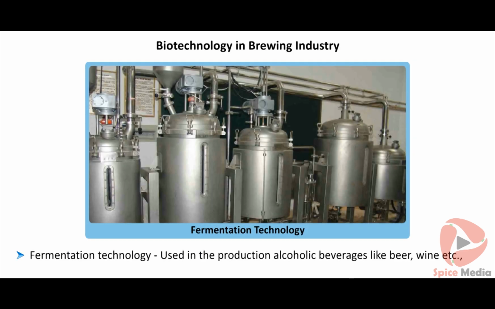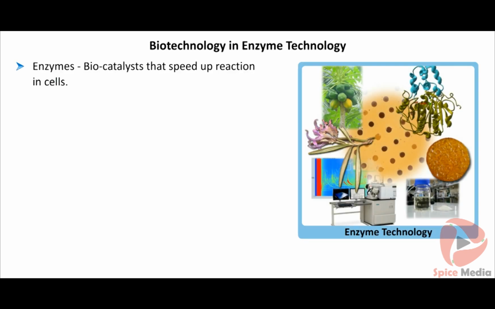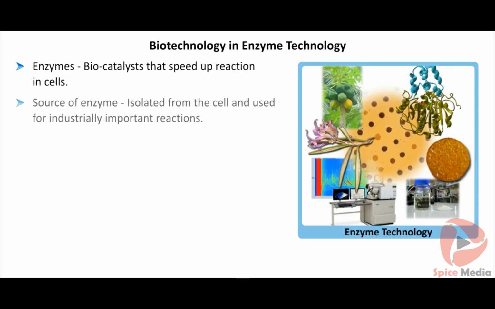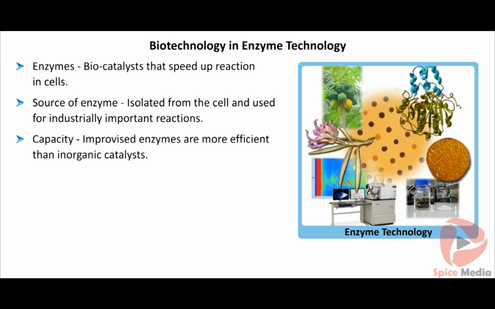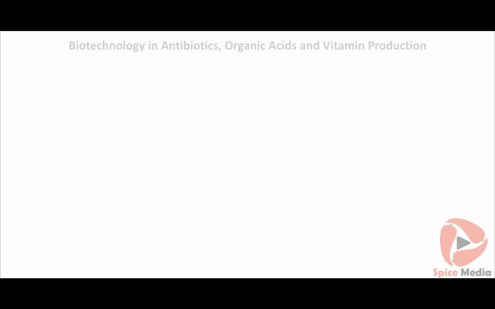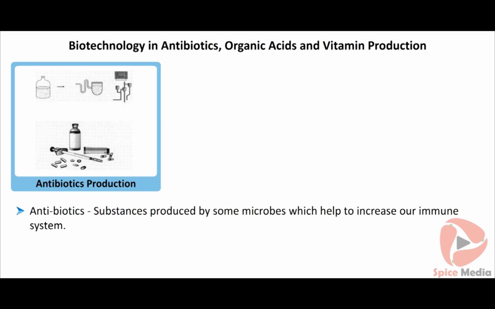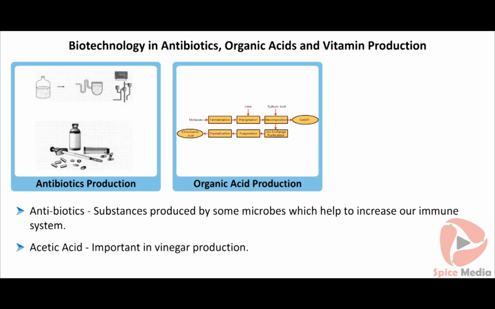Fermentation technology is the major area of biotechnology which is used in the production of alcoholic beverages like beer, wine, etc. Enzymes are biocatalysts that speed up reactions in cells. They are isolated from the cell and used for industrially important reactions. Improvised enzymes are more efficient than inorganic catalysts. Antibiotics are substances produced by some microbes which help to increase our immune system, and they are produced in large quantities via biotechnology. Acetic acid is one of the most important acids in vinegar production, which is produced extensively in industries with the help of biotechnological applications.